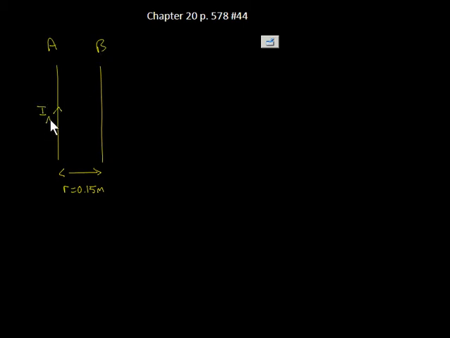There's a current I_A through A. Wire B, in the same direction, is 4 amps instead of 2 amps, so it's twice as much. So this one's 4 amps and this one's 2 amps.